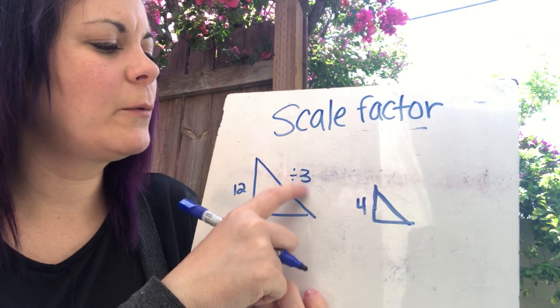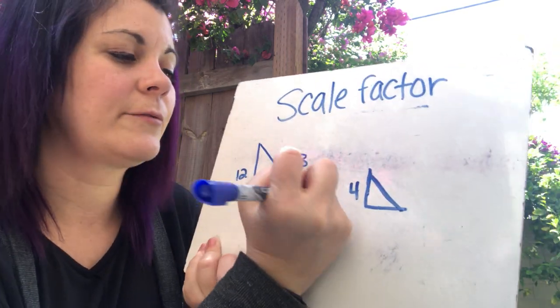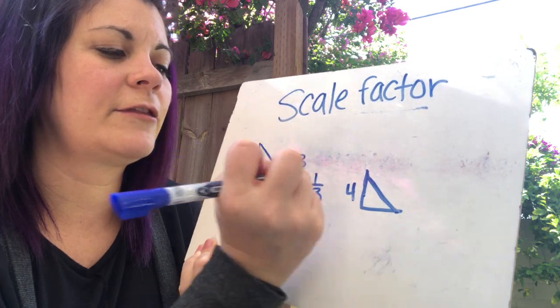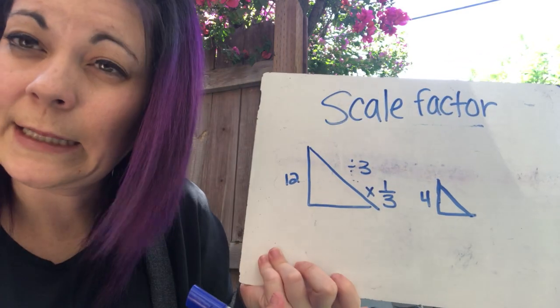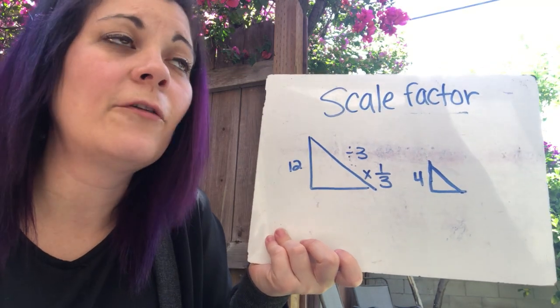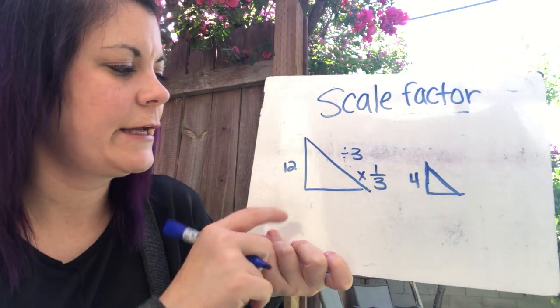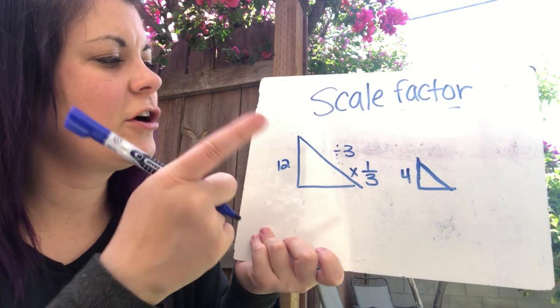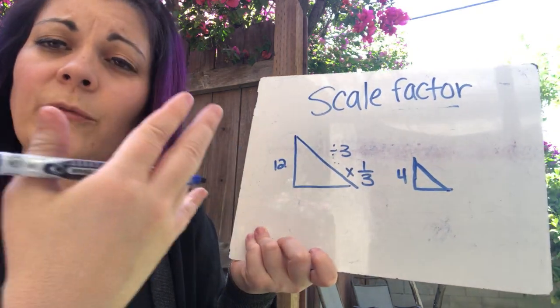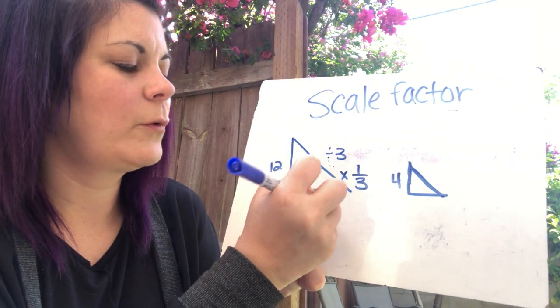Well, if you can tell me what you divided by, then you for sure know what you multiplied by, because dividing by 3 is the same as multiplying by a third. Dividing by 6 is the same as multiplying by 1/6. Dividing by 12 is the same as multiplying by 1/12. So if you can determine that you divide by 3, you know you're multiplying by 1/3. So our scale factor here is 1/3.